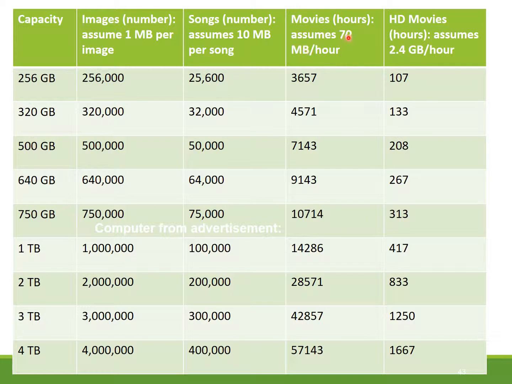Movies, approximately 70 megabytes per hour. And 3,657 of those. HD movies, that's roughly 2.4 gigabytes per hour. That's 107 of those. So again, it's just showing you the relative capacities of each of the hard disk capacities over here on the left, and the amount that those capacities can store in terms of images or songs or regular movies or HD movies.